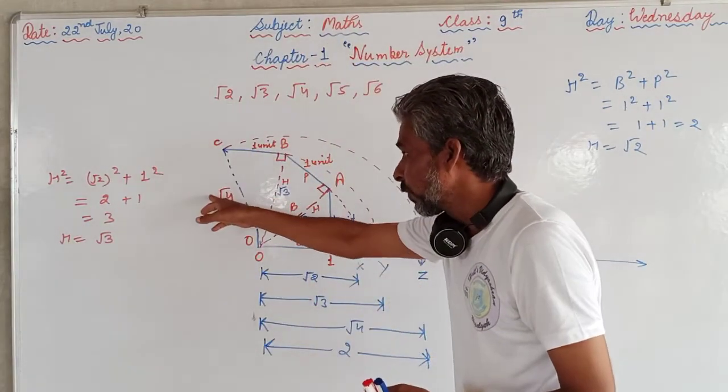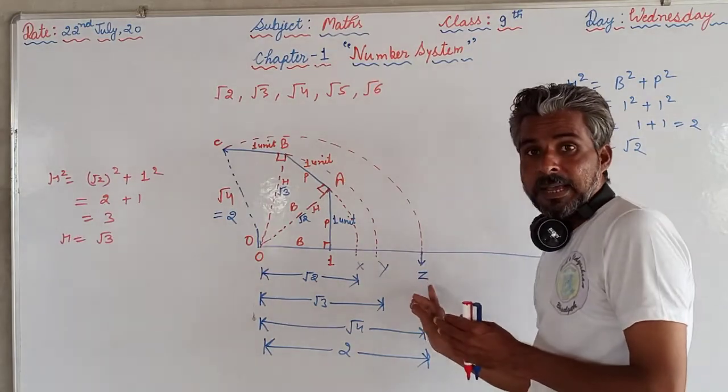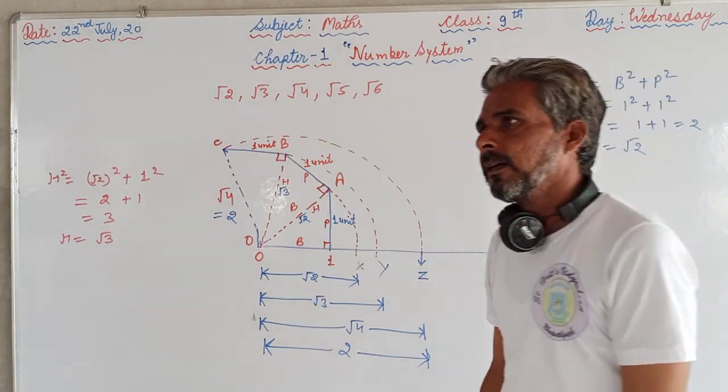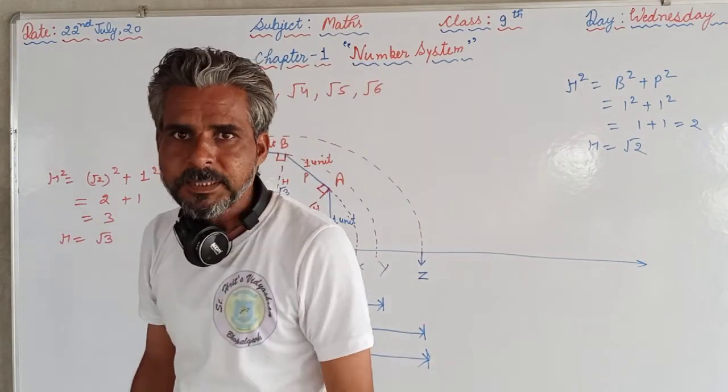If under root 4 is coming exactly on 2, then you will say it is okay. Otherwise, you have committed some kind of mistake.